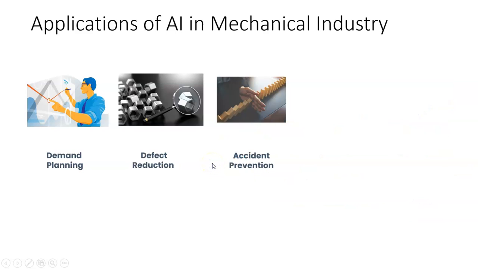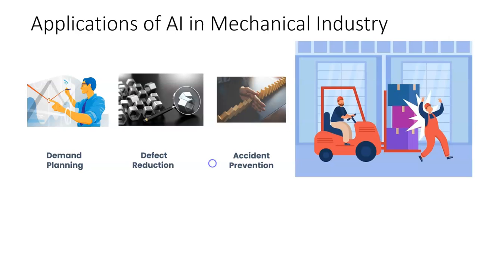Okay, the next one is accident prevention. In the mechanical industry, accidents do happen. Some of them can be life-threatening also. There is only so much precaution an individual can take, and there is only so much oversight that can be had over your employees. That is where AI systems can address the challenges of manually monitoring the movement of employees, the movement of vehicles, and the movement of goods that typically happen in a manufacturing area.